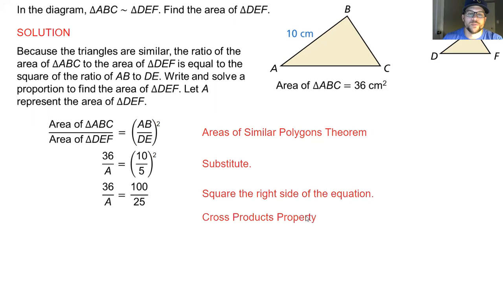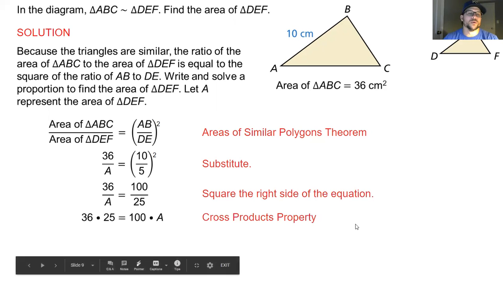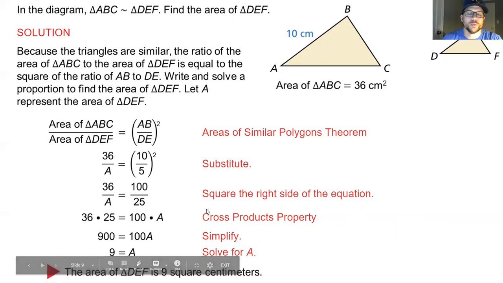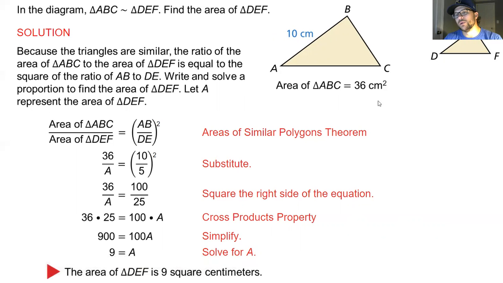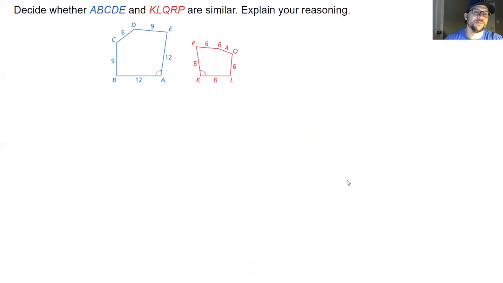And then using our cross product property to solve a proportion, 100 times a is 100a, 36 times 25 is 900. Divide both sides by 100, and the area of triangle DEF is 9. Remember, we have to use our units. We're given units of centimeters squared, so we need to do the same thing: centimeters squared for triangle DEF.